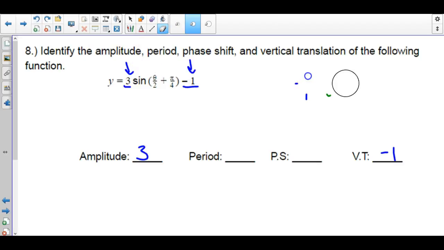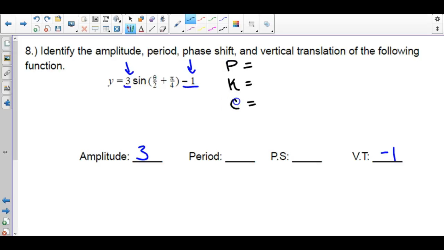Alright, so based off the inside parts of this function, we're going to identify the period and the phase shift. So a couple values here. We're going to have p, we're going to have k, and now there's going to be another variable called c. The period of the function is what we don't know right now. The k value, the coefficient to theta, is 1/2, and my c value is pi over 4.